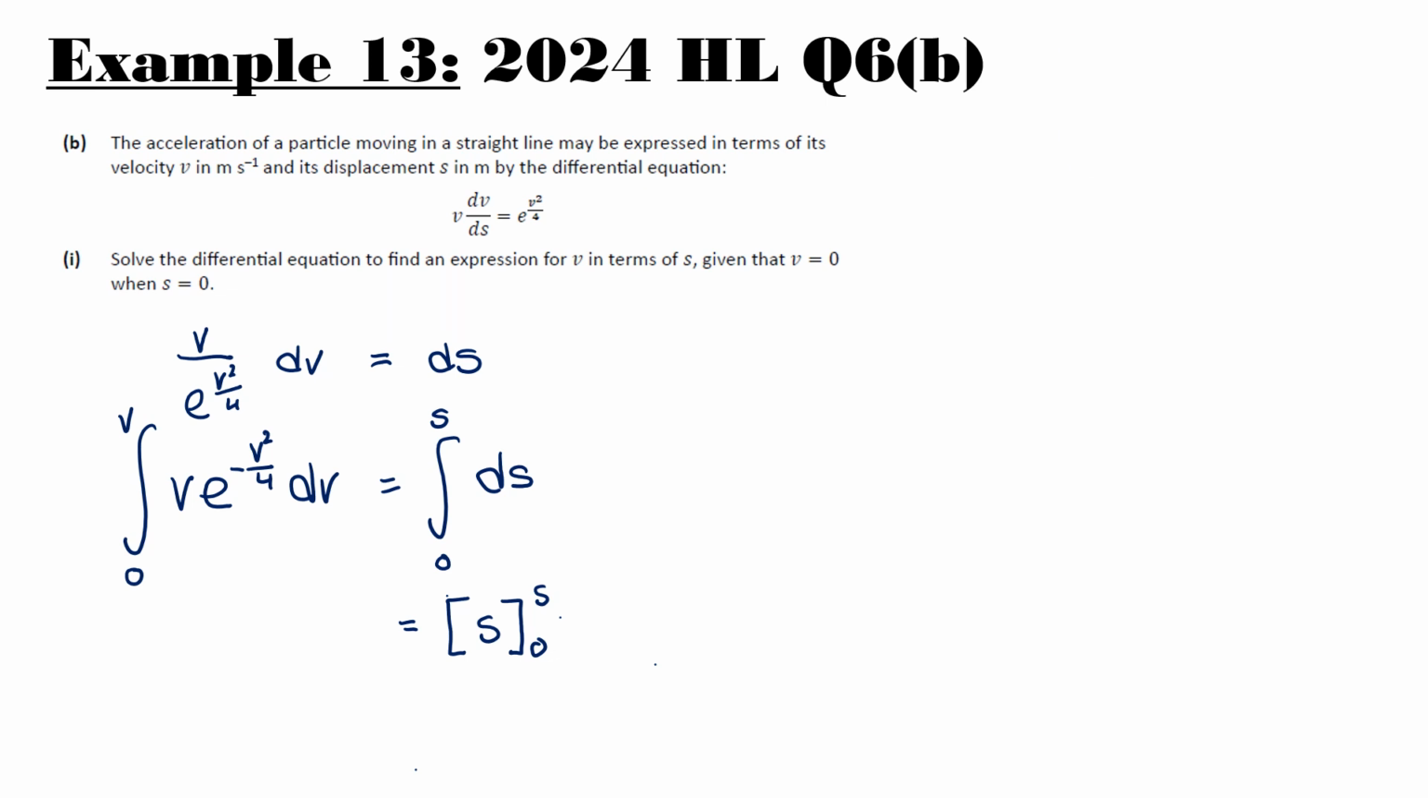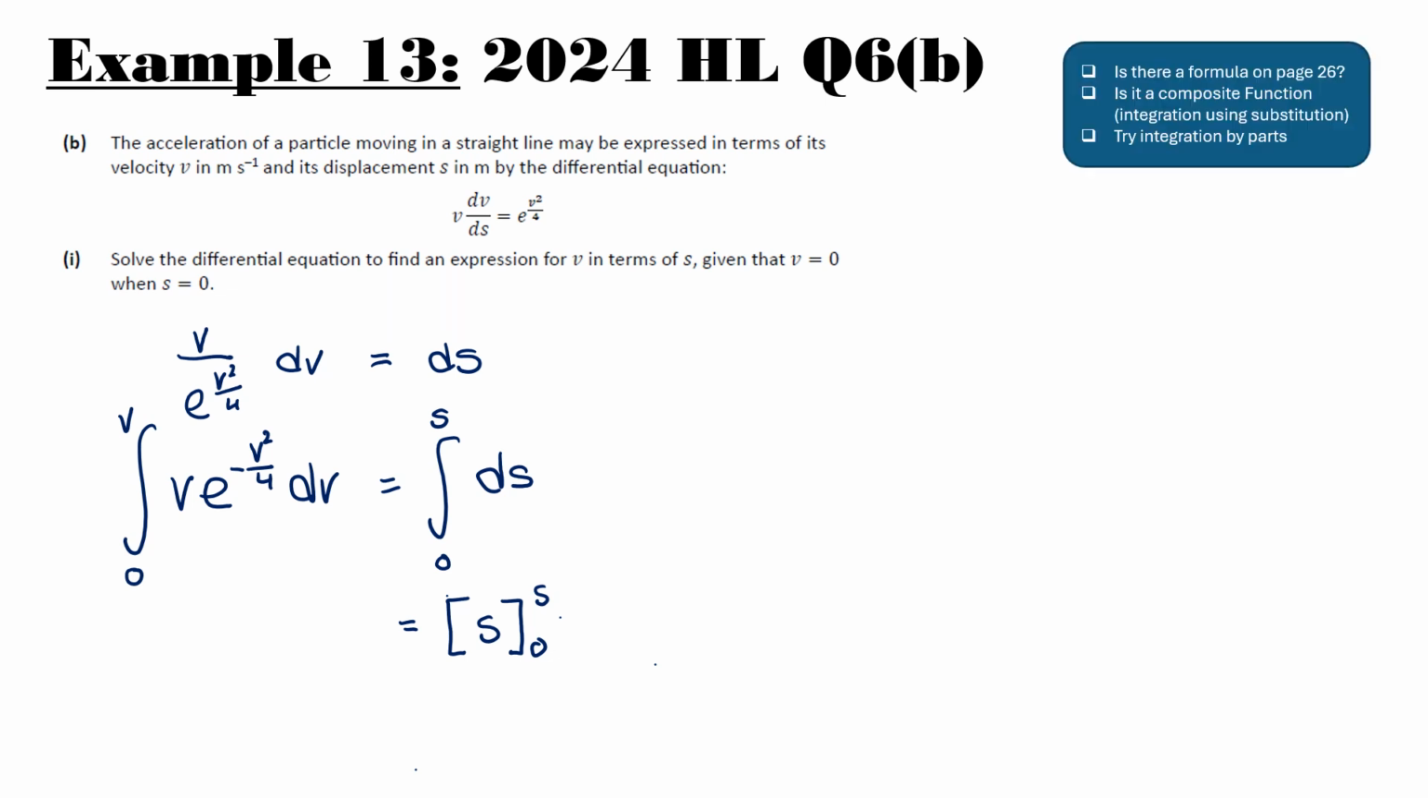So go to our checklist. Is there a formula on page 26? There's nothing on page 26 that looks like this. Is it a composite function? In this case, yes, it is a composite function. So we are talking about integration using substitution. Now, you might say, could I use integration by parts? It is possible, it can be done. Do you have the time or the math skills to do it? That is a different question.